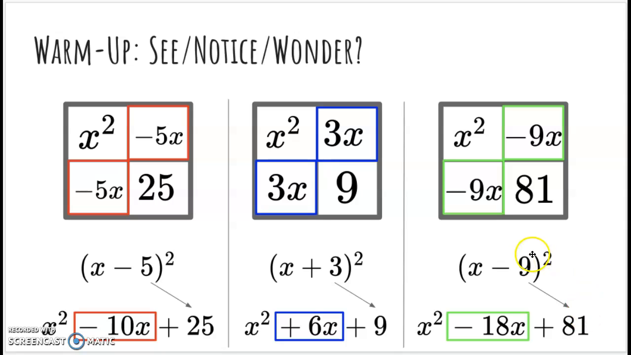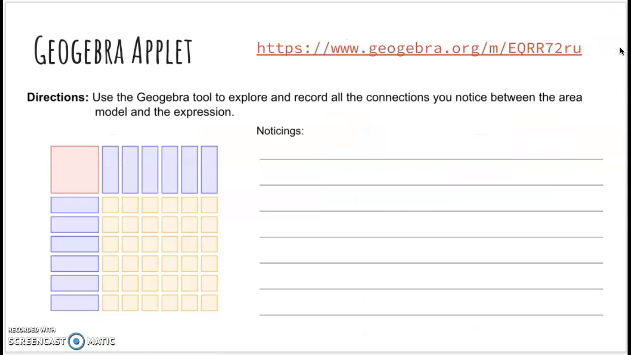You may also have noticed that this middle row right here is all factored form, and the bottom row is all in standard form. I have linked this in your agenda as well. It's a Geogebra applet under Tuesday if you want to hop on and play with it. Again, do that see, notice, wonder, and write down some things that you see going on with that Geogebra applet.